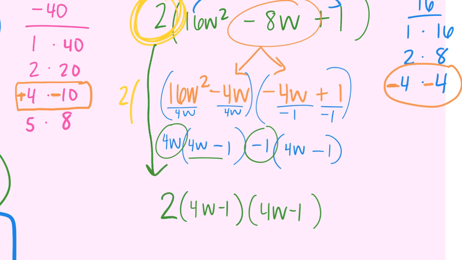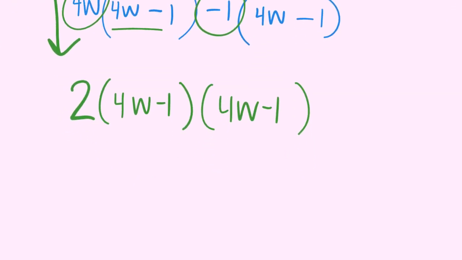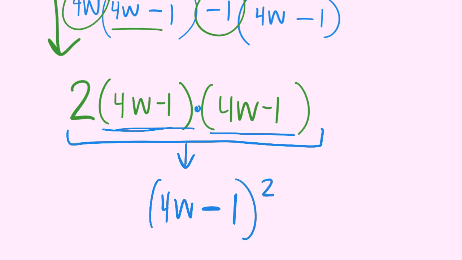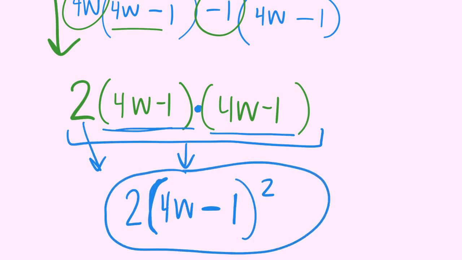Now the best way to write this, I don't know if you remember from previous videos, but if you have factors like this and they're exactly the same thing, the best way to write this would actually be 4w minus 1 squared, because you have 2 of the same factor. So we would just simplify that by writing it as squared. And then you do have to bring down the 2, so we would still have the 2 on the outside. So this would be the best way to write that one.